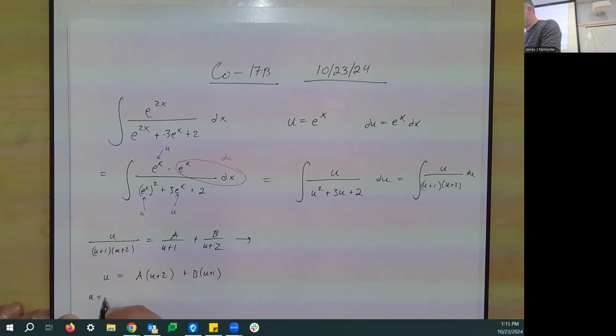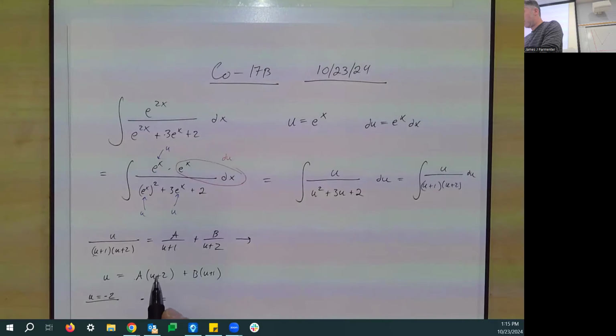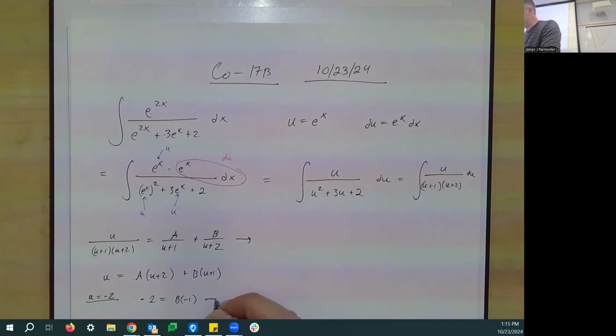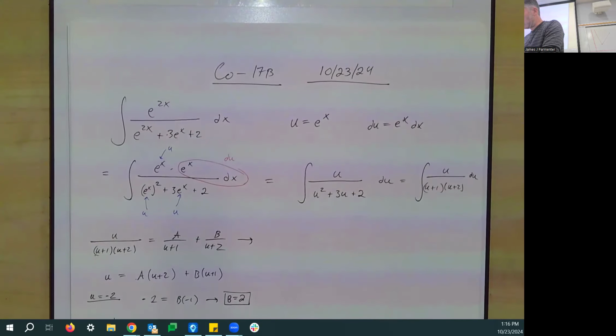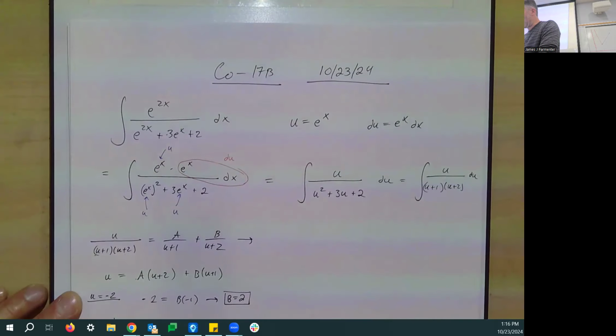I'm going to pick u equal to negative 2. When I do that, I get negative 2 on the left, I get A times 0, and I get B times negative 1, which means B is going to equal positive 2. Similarly, we're going to pick u equal to negative 1. We're going to get negative 1 on the left. We're going to get A times positive 1 plus B times 0. So we're going to get A equal to negative 1.